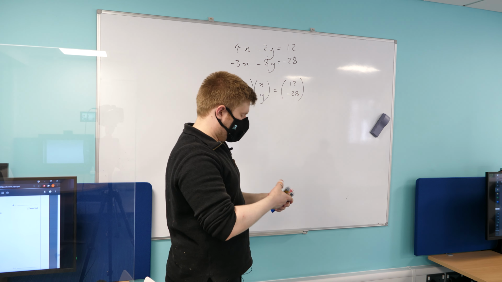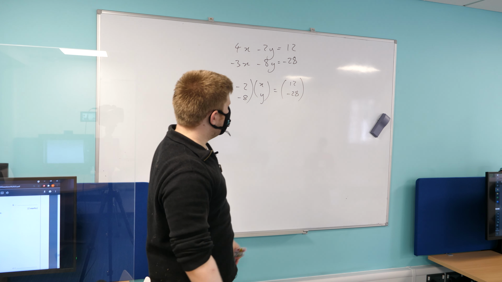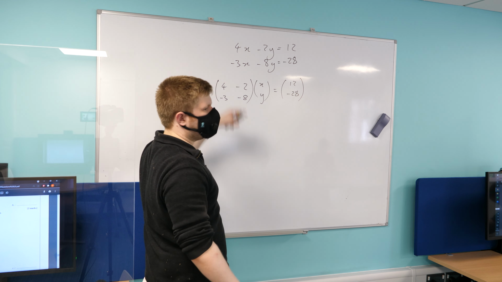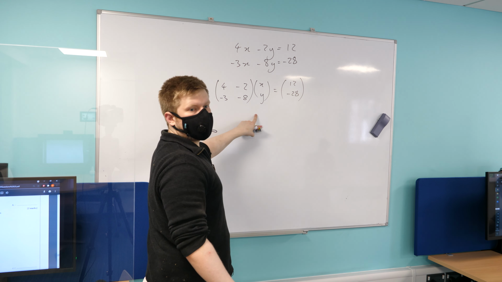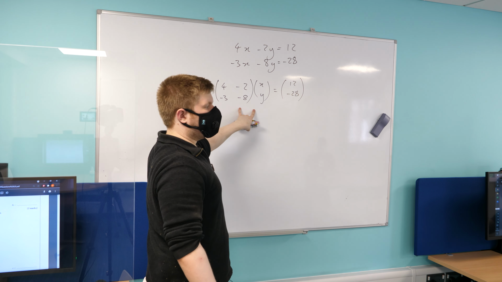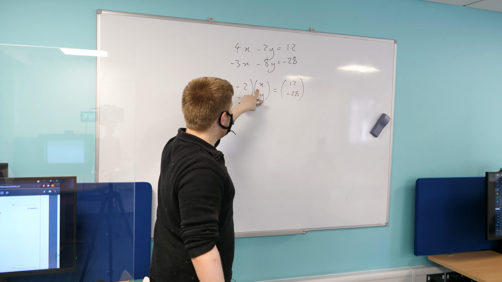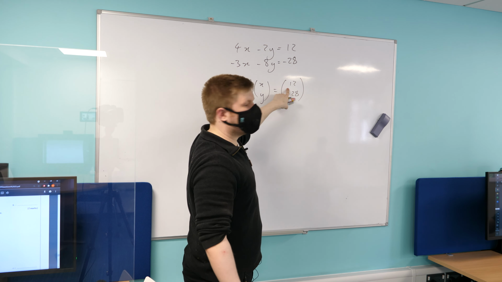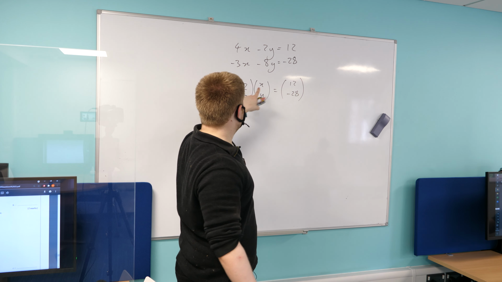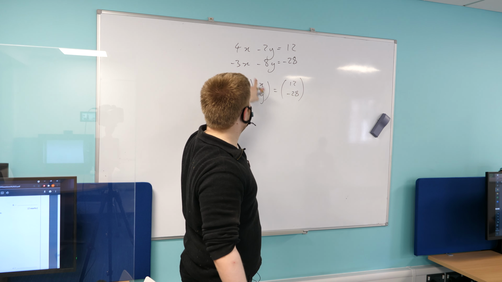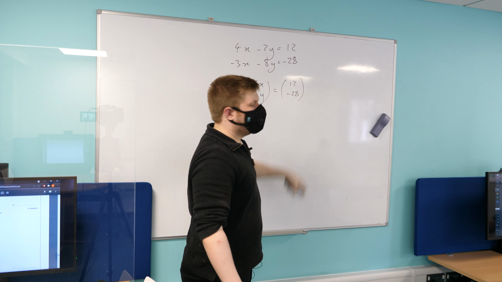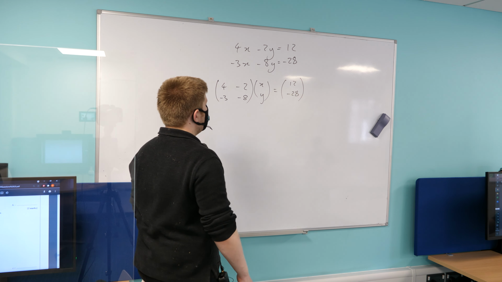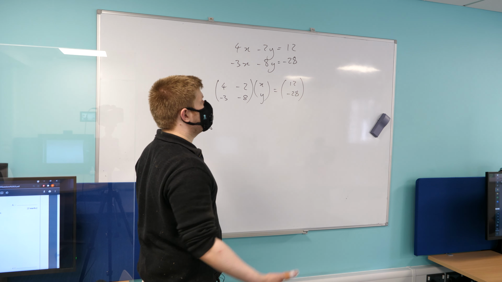Okay? Now if you're sitting there thinking, okay, I can see where the numbers come from, but why are these two things the same? Think about your matrix operations. Literally multiply those two things out, right? So 4 times x minus 2 times y, 4x minus 2y. That's got to be equal to 12, right? And negative 3 times x minus 8 times y, negative 3x minus 8y is negative 28. So it is the same thing. I'm just writing it as a matrix representation.